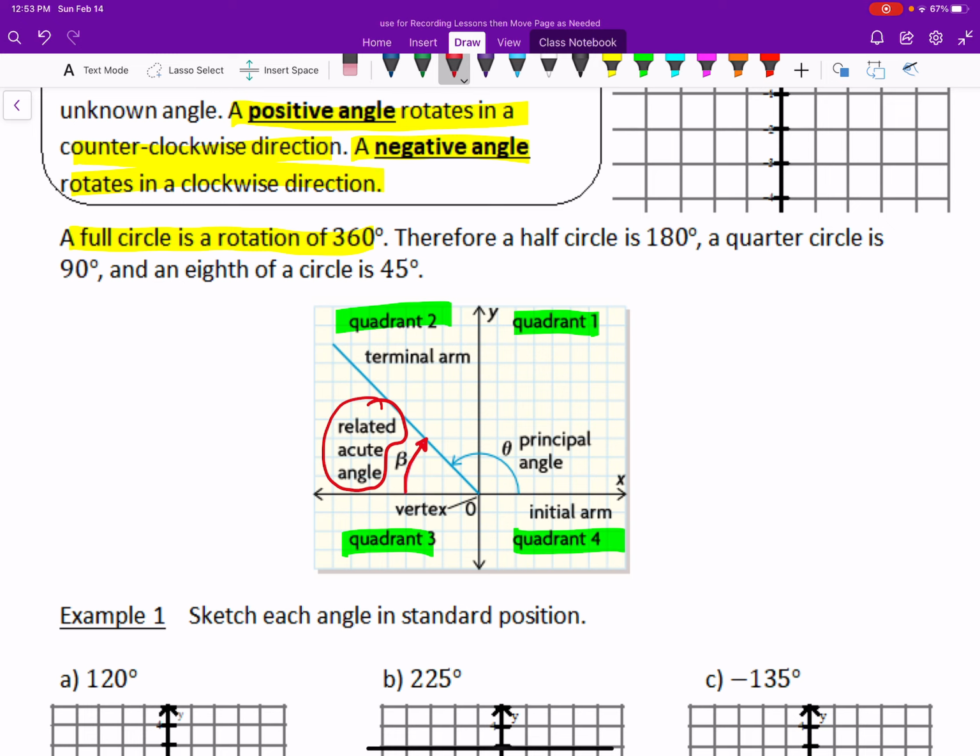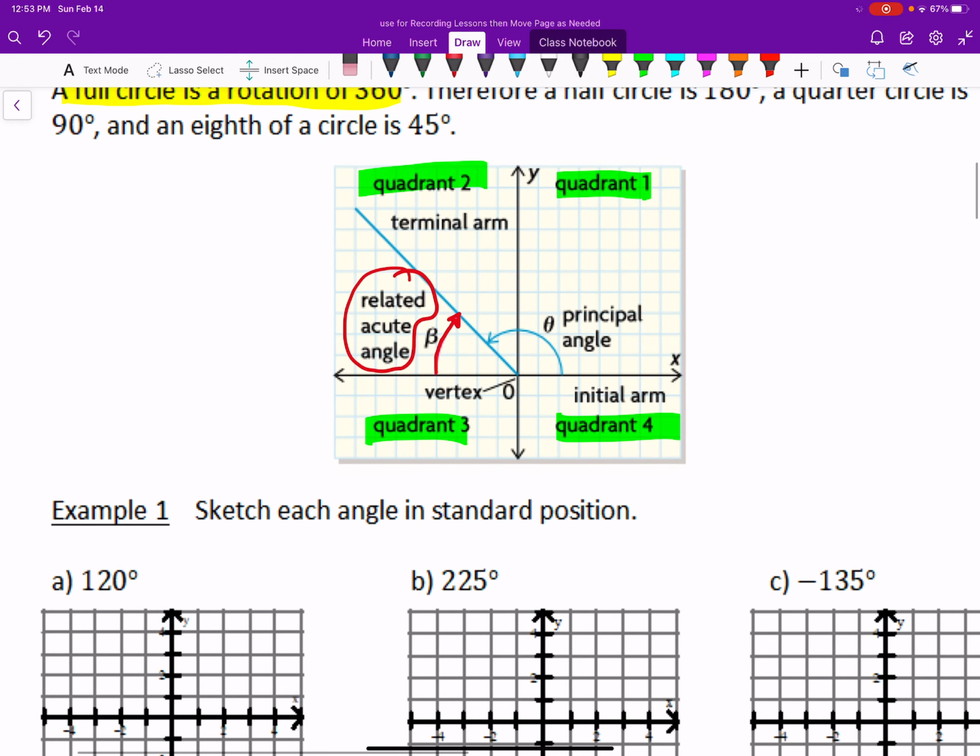The related acute angle is always between the terminal arm and the x-axis. The x-axis, never the y-axis. The related acute angle is never between the y-axis and the terminal arm. It's always between the x-axis and the terminal arm. So if it's in quadrant 2, it'd be something like that. If it was in quadrant 3, then the related acute angle would be in there from the x-axis. If it was in quadrant 4, then the related acute angle would be in there.